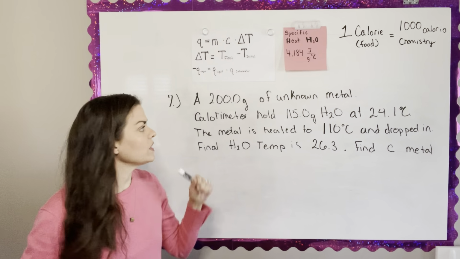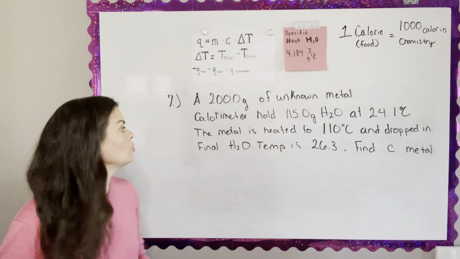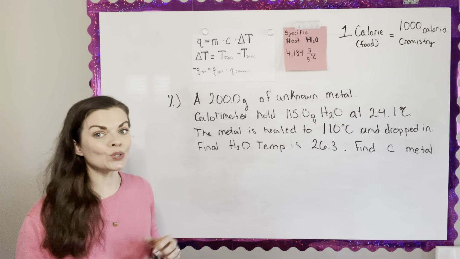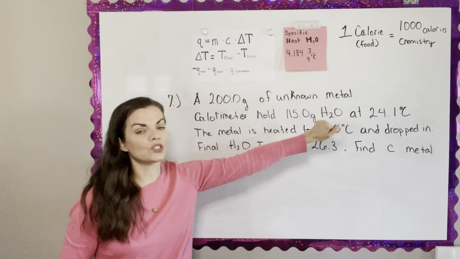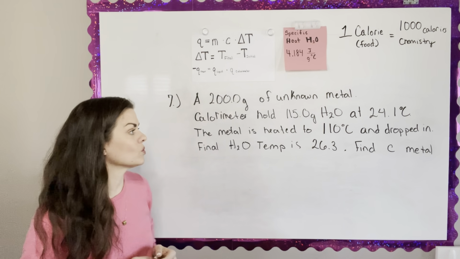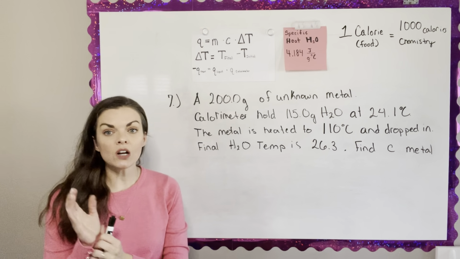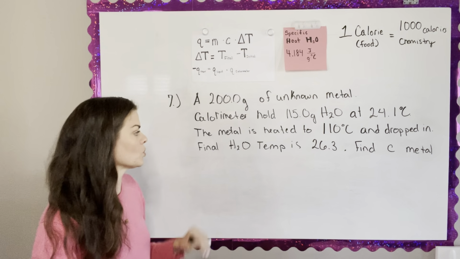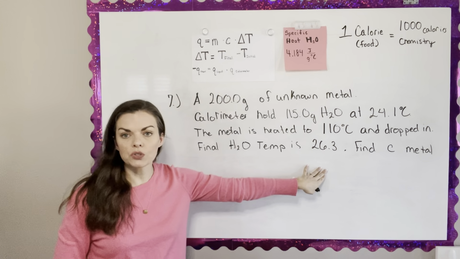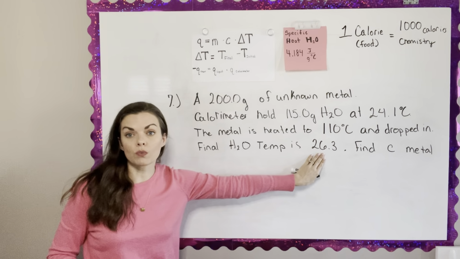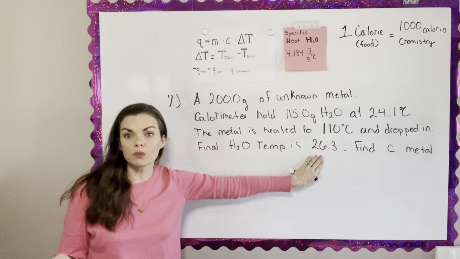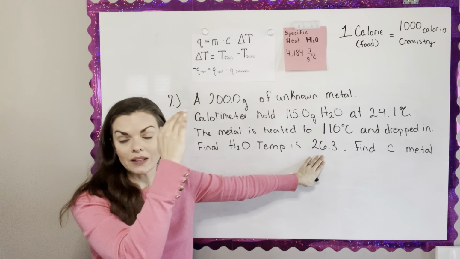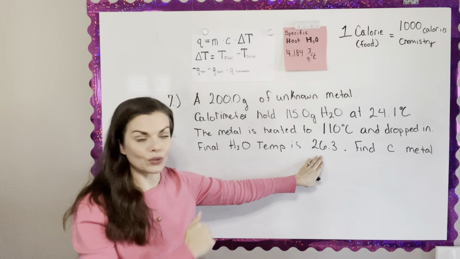In question 7, we have a 200-gram sample of an unknown metal. We're putting it in our calorimeter. Our calorimeter has in it 115 grams of water, and it's starting at 24.1 degrees Celsius. So we're heating our metal up to 110 degrees Celsius, and then we're putting it into the calorimeter. And we get to our final temperature of water at 26.3 degrees Celsius. We know it's the final temperature because as you're watching on that thermometer, that is where it'll hit that degree and then it'll slowly start to go down.